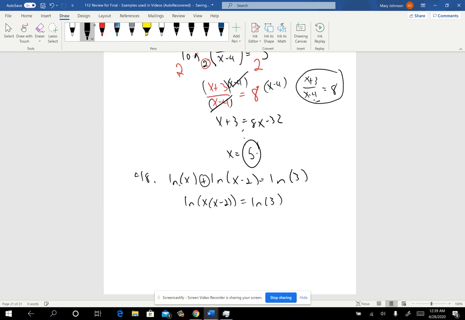But see, this one doesn't have just a number. It has the ln on it. So if ln of this equals ln of that, these insides have to be equal. And that's because I could do e to the left side and e to the right side to undo a natural log. So I'm left with x times x minus 2 equals 3.